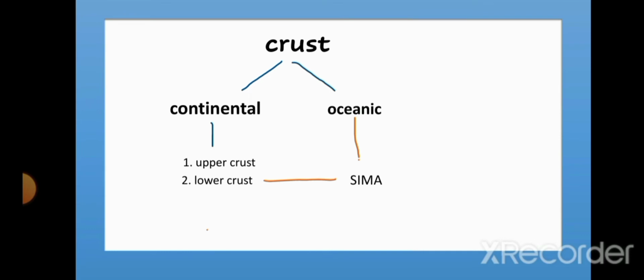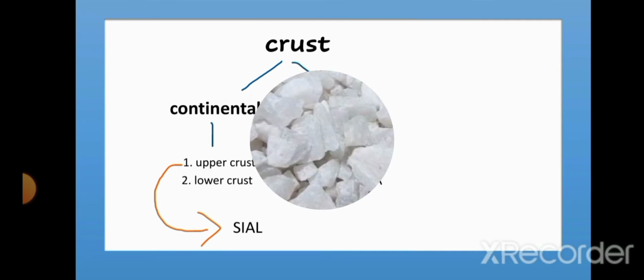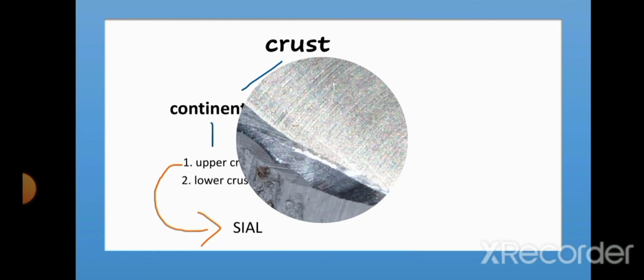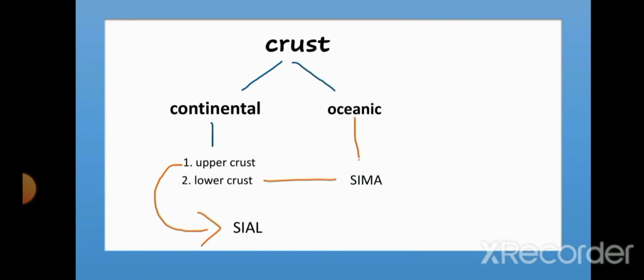Si is for silica and Ma is for magnesium. Means they are made up of heavy metals like silica and magnesium. What about upper crust? Upper crust is made up of sial, which is Si for silica and Al, meaning Al is for aluminium. Means upper crust is made up of silica and aluminium. Let's learn about the crust in much more detail.